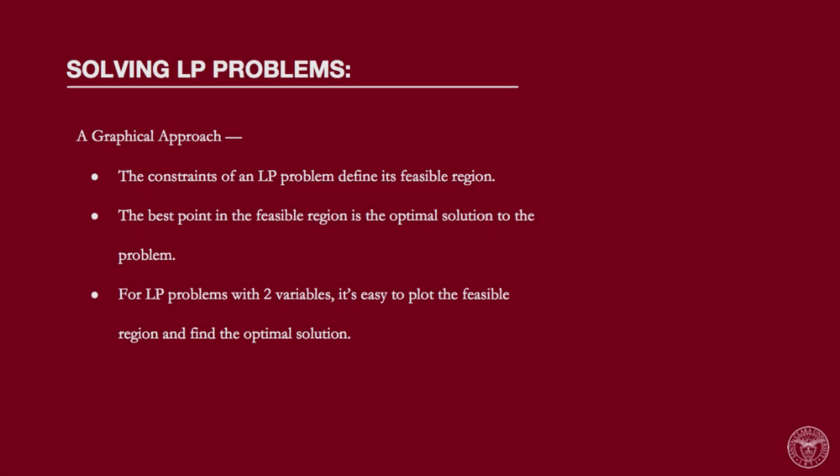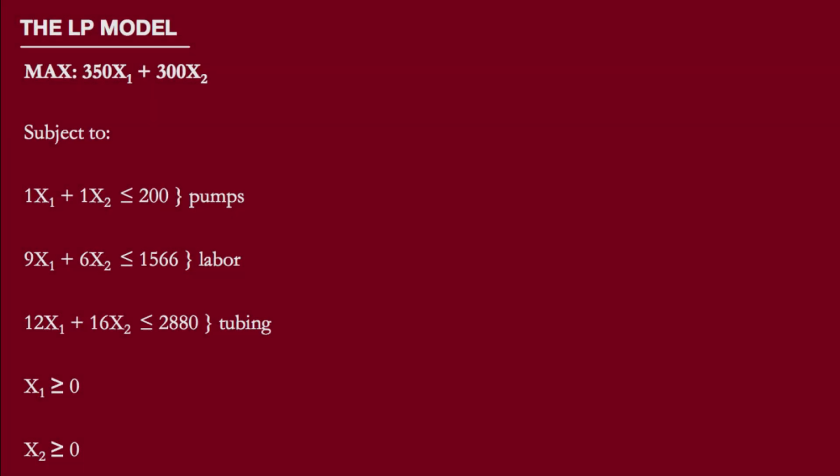We now discuss how to use a graph approach to solve for an LP model. As we know, the constraints of the LP model define the feasible area of the entire problem. And if we can find the best point in the feasible area, that would be the optimal solution. For an LP model with two distinct variables, it's easier to plot all the constraints on a graph to define the feasible area such that we can find the optimal solution.